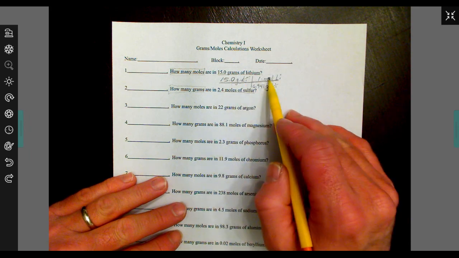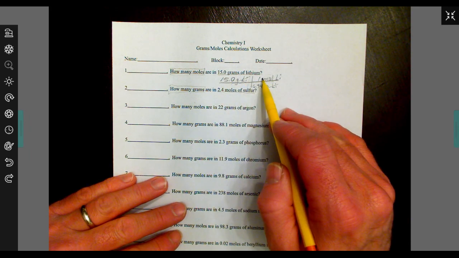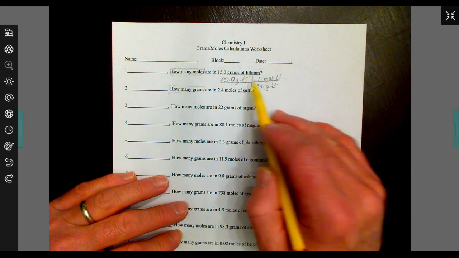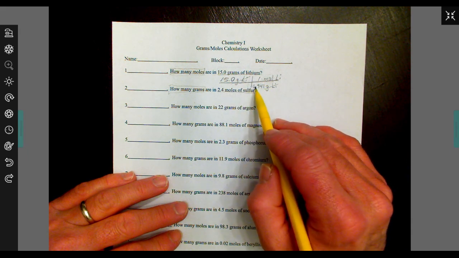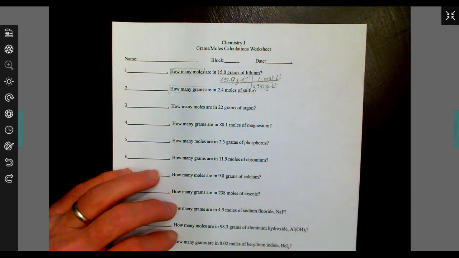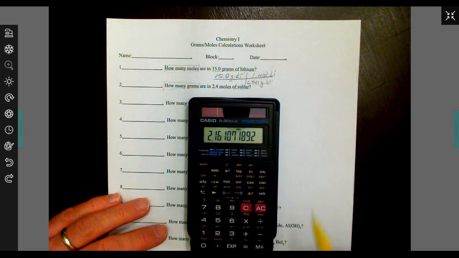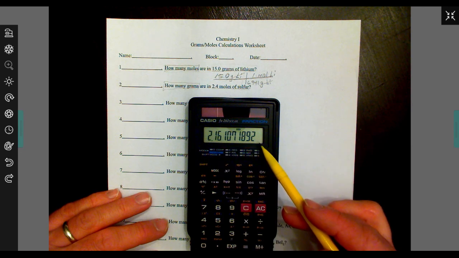We multiply everything on the top, 15 times 1. So that's 15. And then you divide by what's on the bottom. So really it's 15 divided by 6.941. So we asked the calculator, what is 15 divided by 6.941? And we see that it's going to equal 2.16 and change.